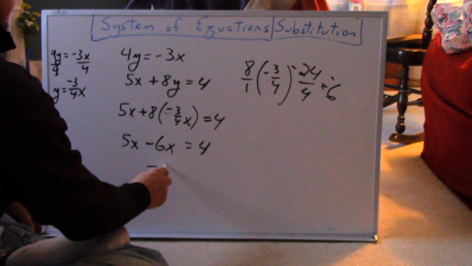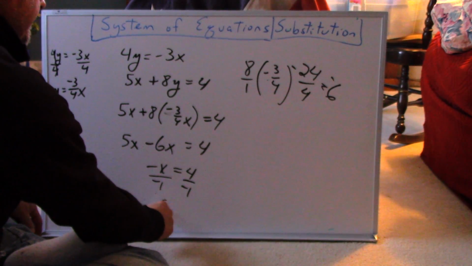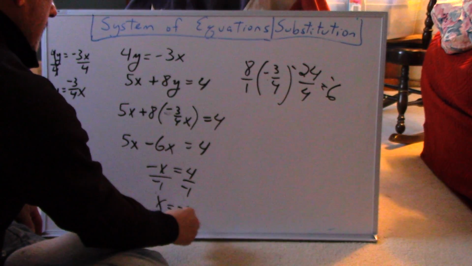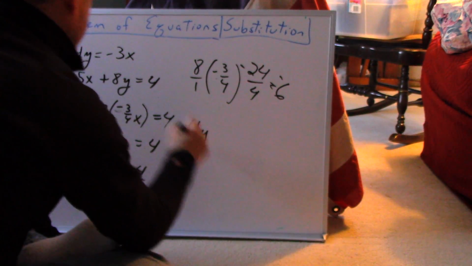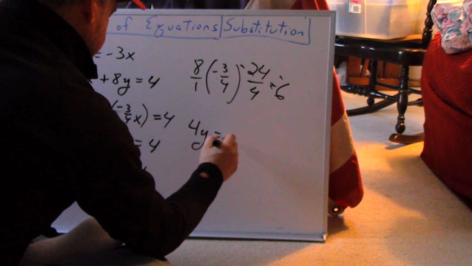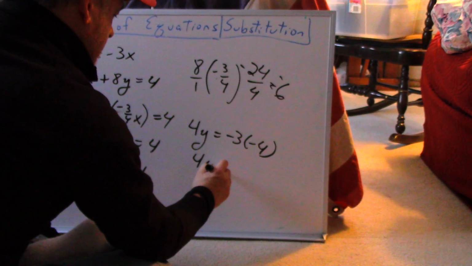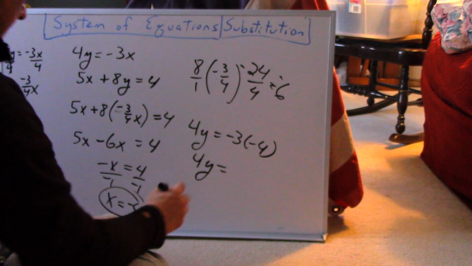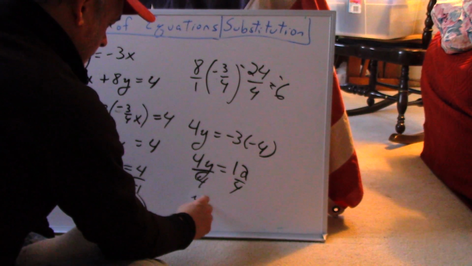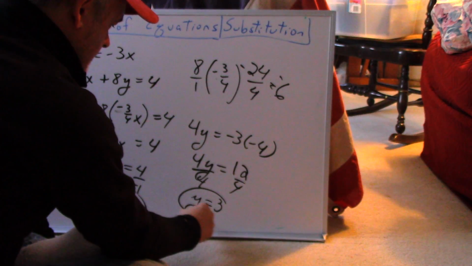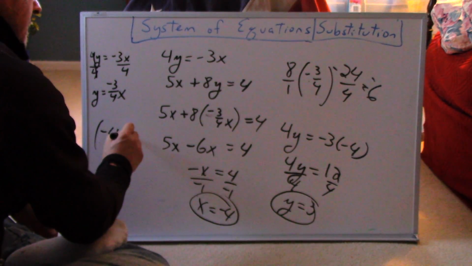5 minus 6 is negative x equals 4. Divide by negative 1 because we can't have a negative variable. And then x is negative 4. Good. Now let's go for y. So now I'll go 4y. I'm going to go to this guy. Equals negative 3 times negative 4. 4y equals negative 3 times negative 4, which is positive 12. Divide by 4, divide by 4. Y is 3. So the point where they meet is negative 4, 3.